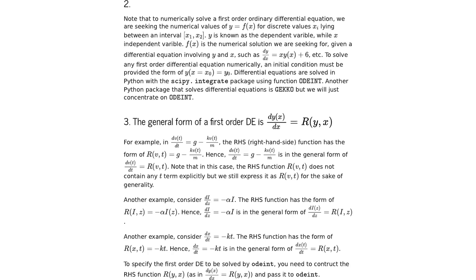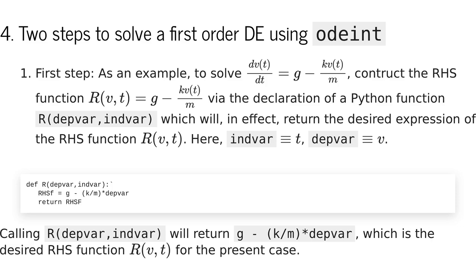The general form of a first-order differential equation that ODE expects is where the rate of change of y with respect to x, or dy dx, is equal to some function, let us call it r, which can depend on both y and x. For instance, in the equation describing an object falling with air resistance, where the rate of change of velocity v with respect to time t is given by g minus k times v over m, the right-hand side depends on v but not explicitly on t. Similarly, for the Beer-Lambert law, where the rate of change of intensity I with respect to depth z is negative alpha times I, to solve a first-order differential equation using the ODE function, there are essentially two main steps.